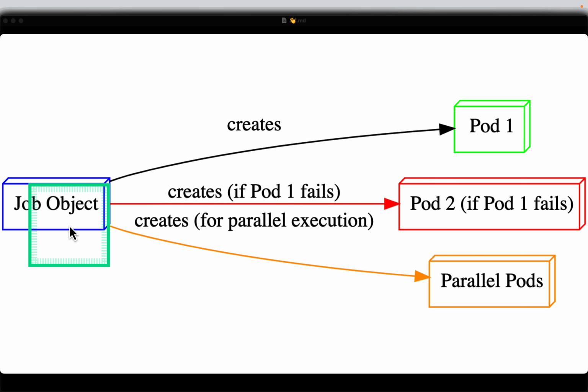So you have a job object which creates pods. For example, if only one pod is required, it will create one. But if it's parallel or sequential, you can specify that. So create this particular pod, and if it fails, then pod 2 will be created. For parallel execution, you can have parallel pods. So it depends on the job configuration.